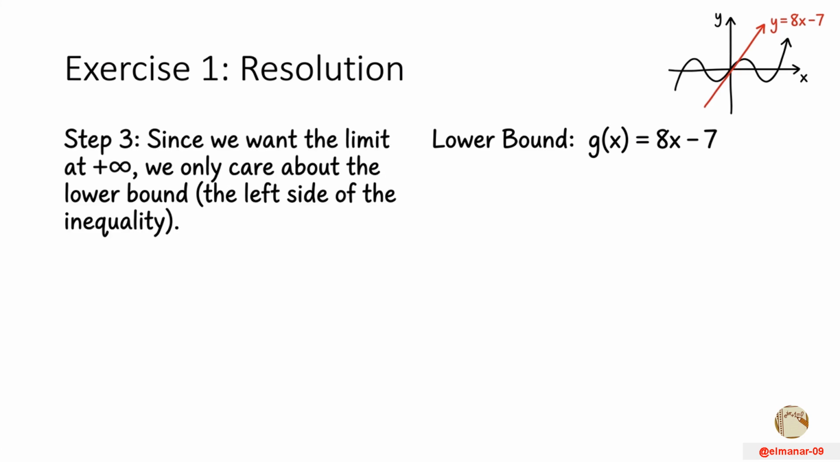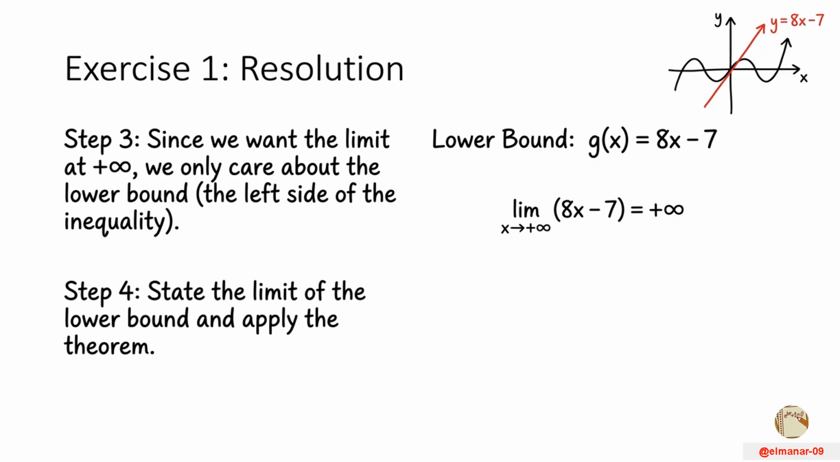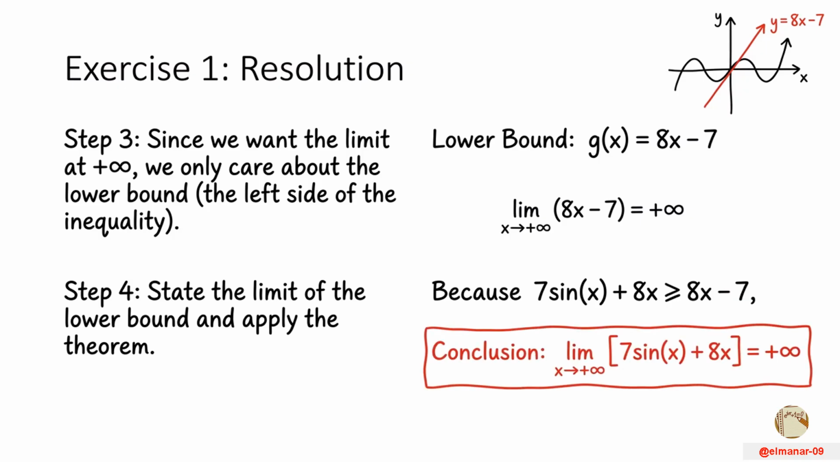Now for step 3, evaluate. We take the limit of 8x minus 7 as x goes to infinity. Since x is growing forever, 8x minus 7 is definitely going to positive infinity. Finally, step 4, conclude. Because our original function, 7 sine of x plus 8x, is always greater than or equal to our lower bound, and our lower bound is going to infinity, the comparison theorem tells us that our original function must also go to positive infinity. Great job! You just solved your first limit comparison problem.